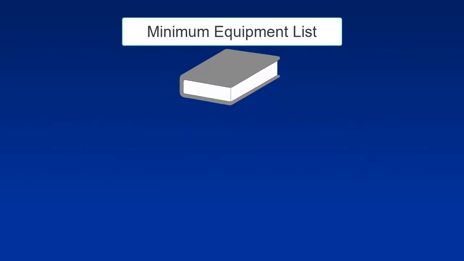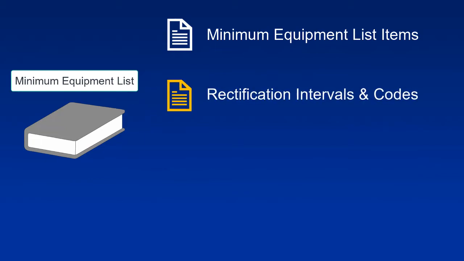Let's look at the content of the MEL. Inside the minimum equipment list are a list of items that may be inoperative for a period of time until rectification can be accomplished. Only items listed are permitted to be deferred, and specific regulations regarding this must be adhered to. This list is in ATA numerical order for indexing. The permitted rectification intervals for each item are specified using a code. We'll look at this a little bit later on in detail.